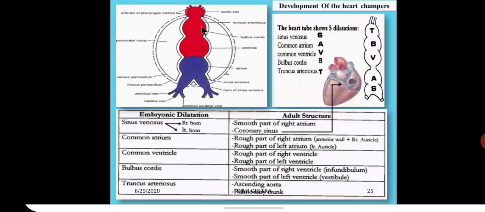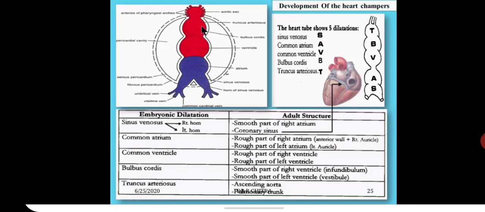So to conclude with the parts of the definitive heart, what they have given rise to, which we have seen in all these changes of the interior of the heart. Sinus venosus right horn will give rise to the smooth part of the right atrium. Left horn will give rise to the coronary sinus. Primitive atrium gives the rough part of the right atrium and rough part of the left atrium. Primitive ventricle gives the rough part of the right ventricle and rough part of the left ventricle. Bulbus cordis gives the smooth part of the right ventricle and smooth part of the left ventricle.